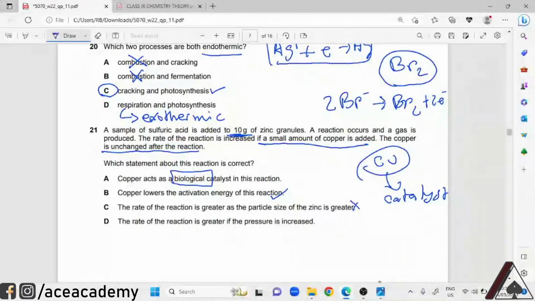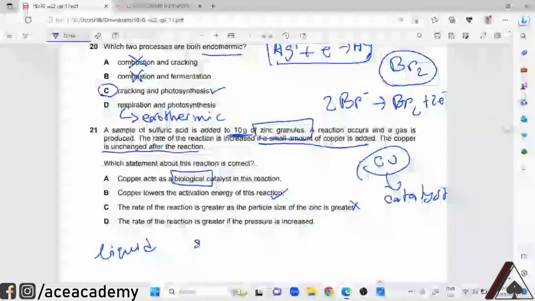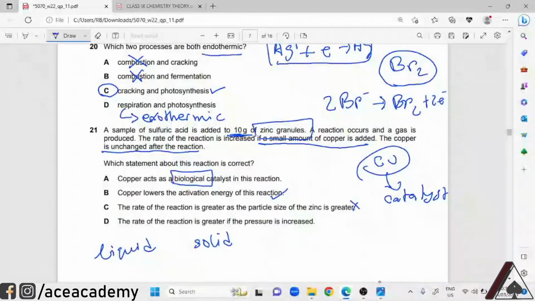And for option D, we have the rate of reaction is greater if the pressure is increased. One thing to note over here is that 10 grams of zinc granules are added with sulfuric acid. So sulfuric acid is a liquid and zinc granules are solid. But we know that when pressure is increased, the rate of reaction increases only if the reaction is completely a gaseous reaction. But this is not a gaseous reaction since no gases are involved in this process. As a result, option D is not the answer. So the correct answer is option B.